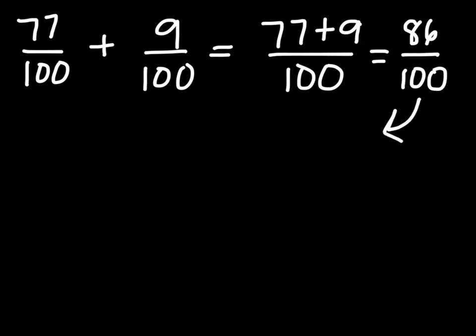We do need to simplify this. 86 over 100 can be reduced to 43/50ths. Ta-da! Done. On the second night, 43/50ths of the visible surface is illuminated.